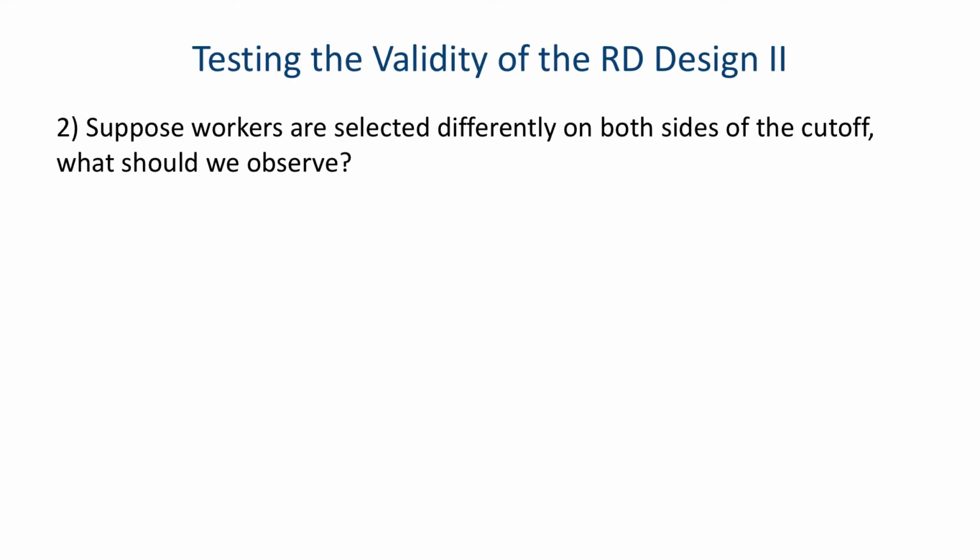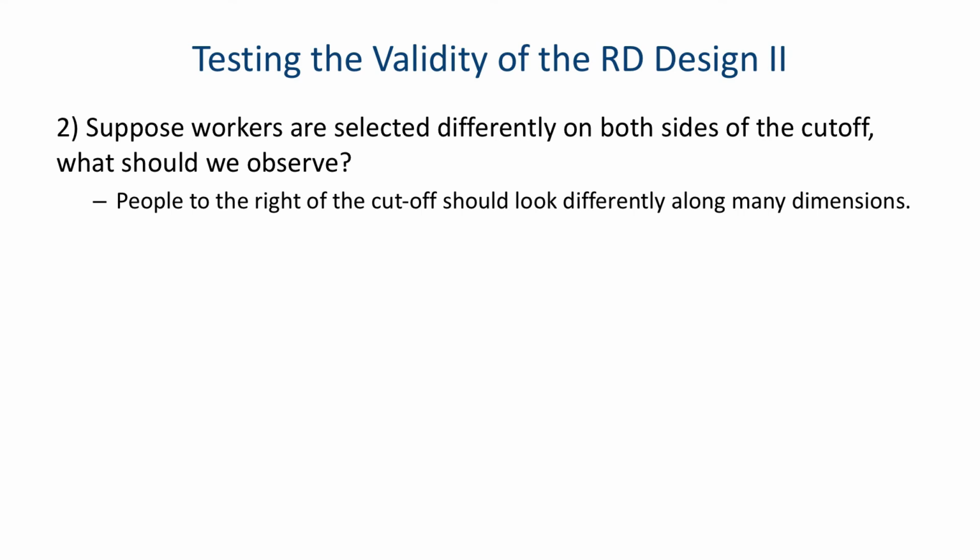There's a second test to check the validity of the RD design. Suppose workers are selected differently on both sides of the cutoff. What should we observe in that case? People to the right of the cutoff should look different along many other dimensions. But often we can observe other variables in our dataset. We can therefore check whether along other dimensions people are different to the left and to the right of the cutoff.